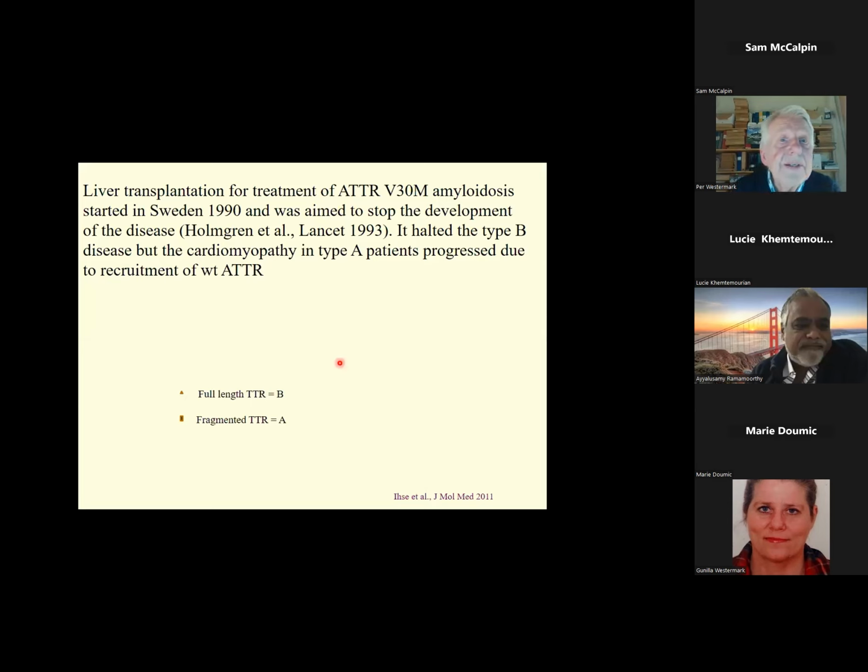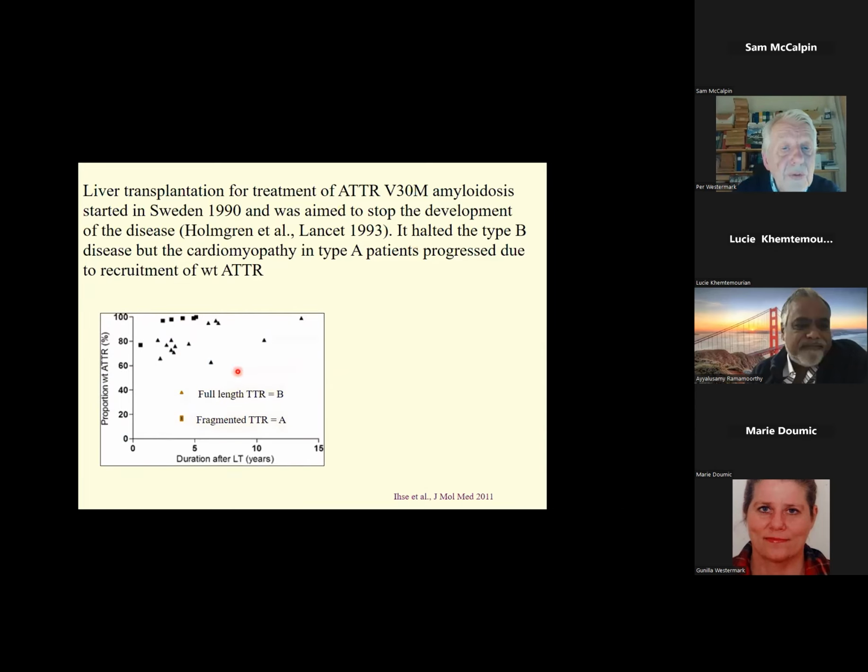And we have used this method to look at amyloid in patients who have been liver transplanted. Liver transplantation has been used as a treatment for 30 years now, and it was hoped to stop the development of the disease. But it was shown to halt the disease in type B patients, but not in type A patients. And that depends on recruitment of wild type protein.